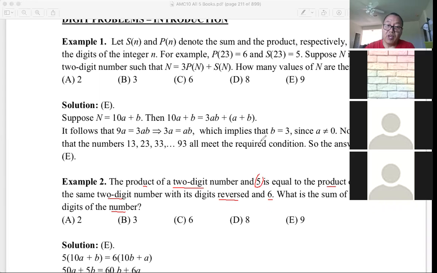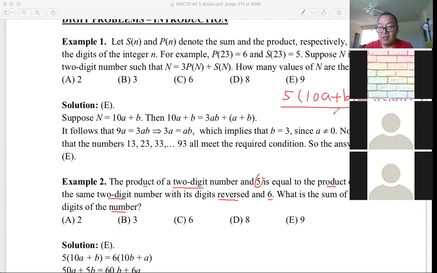Okay, you can still do it the same way. Because that's a two-digit number, suppose that's AB. Then we can write this number as 10A plus B, right? So the product of this number with 5 equals 6 times the reverse of this number. That will be 10B plus A, right? So then we got this equation.